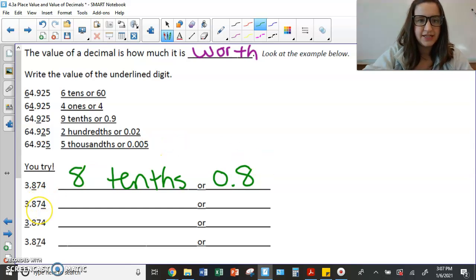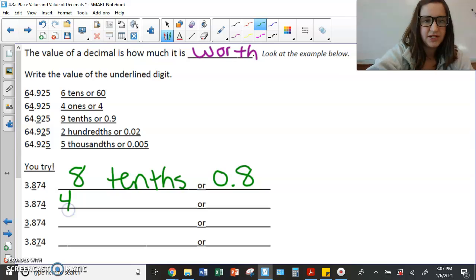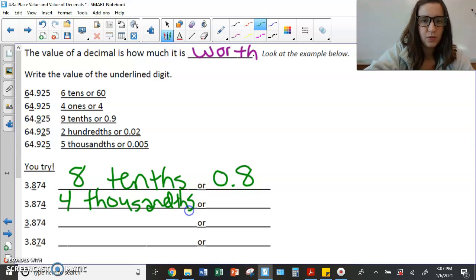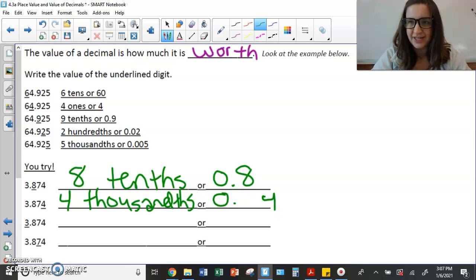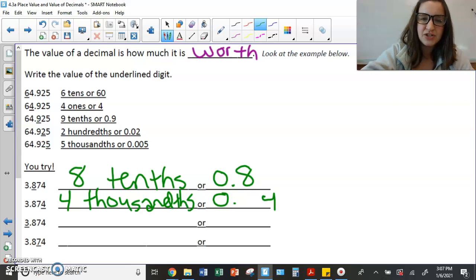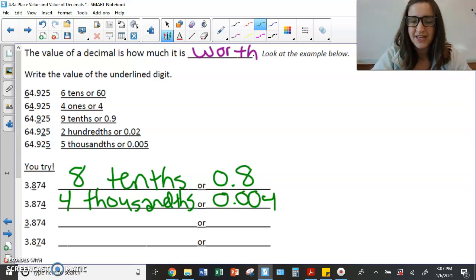This 4 is in the thousandths place. So this 4 is worth 4 thousandths, which can be represented with a 0 with a decimal point, and then my 4 is in my thousandths place, which is all the way down here. But I need placeholders to hold the place value of the places that come between the decimal point and the thousandths place. So I need a 0 in the place of the tenths place and the hundredths place. So that is how I would write 4 thousandths.